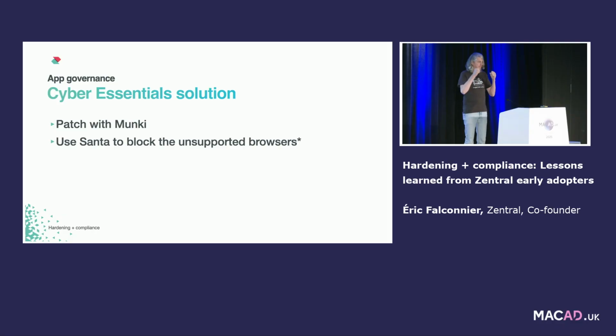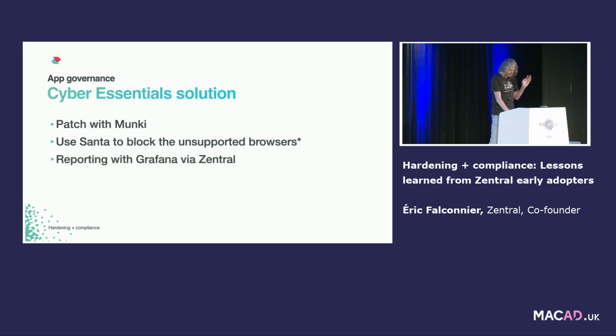So you write a rule to say, I'm allowing this binary signed by this team to run, or I'm blocking this binary signed by this certificate. The thing is that it's signature-based, so it's secure, and it's basically the only thing that makes sense. So they were blocking the unsupported browsers and the browsers that had CVEs.